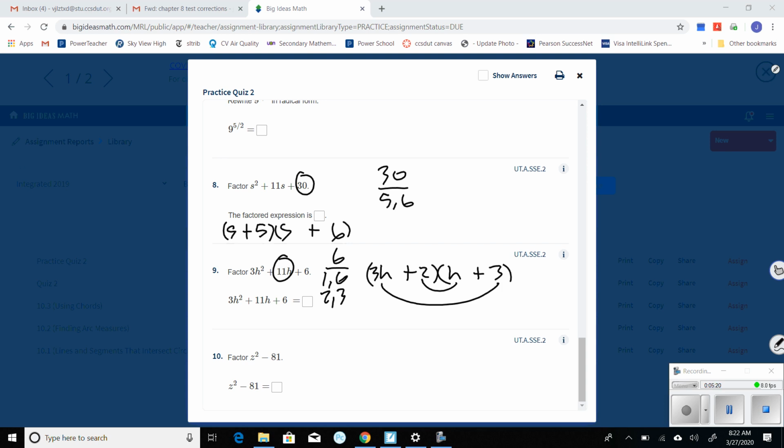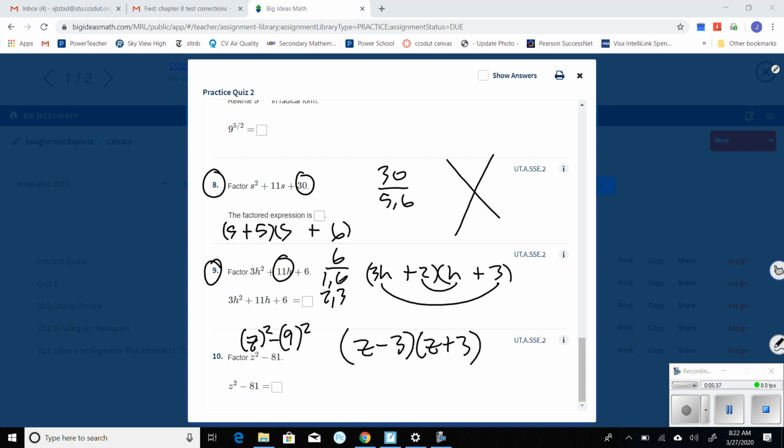10 is the difference of squares, right? I've got z squared minus 9. So it always factors to be z minus 3 times z plus 3. Okay, that's just a pattern you've got to recognize for difference of squares. Those first two, 8 and 9, you can also do the x method. If you had Hilliard or Hall, I think they'd both do the x method, and you could factor them that way too.